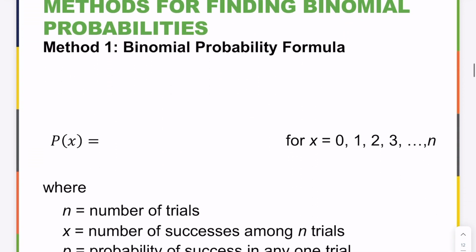Okay, now here's a formula. So, methods for finding binomial probability. You've got N different trials, and the probability of success for each one is P. Now we want to know, among these N independent Bernoulli trials with probability of success P, what's the probability of getting exactly X successes?